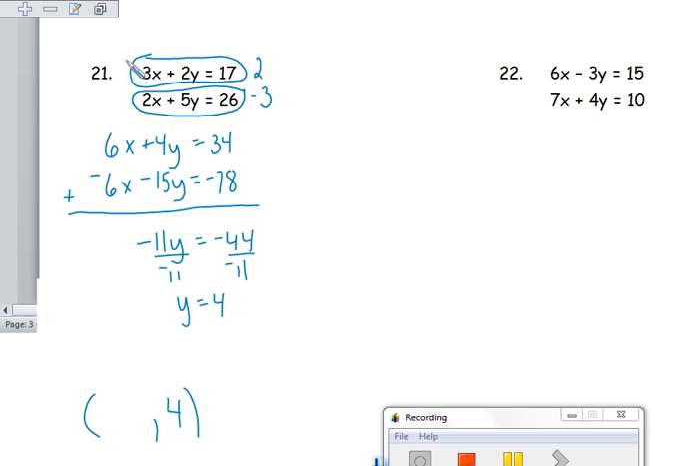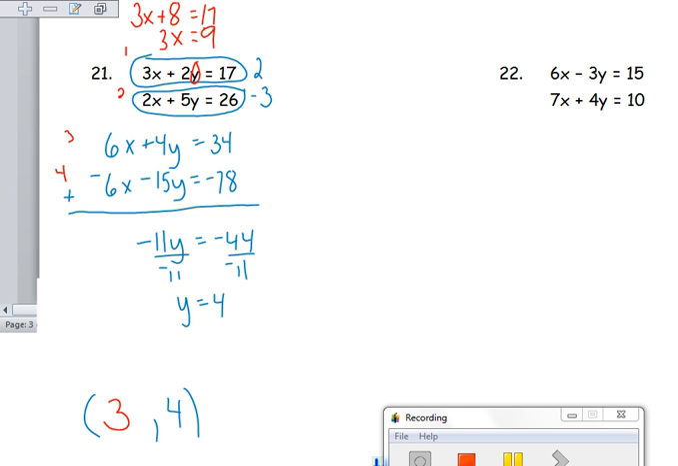Now I have equation 1, equation 2, equation 3, equation 4 that I could plug in, but I want to find the easiest place to plug in. So 1 and 2 have lower coefficients, so I'm going to plug into equation number 1. So I get 3x plus 2 times 4 is 8 equals 17. So I get 3x equals 9. So our x is going to be 3. And that's how you do elimination.